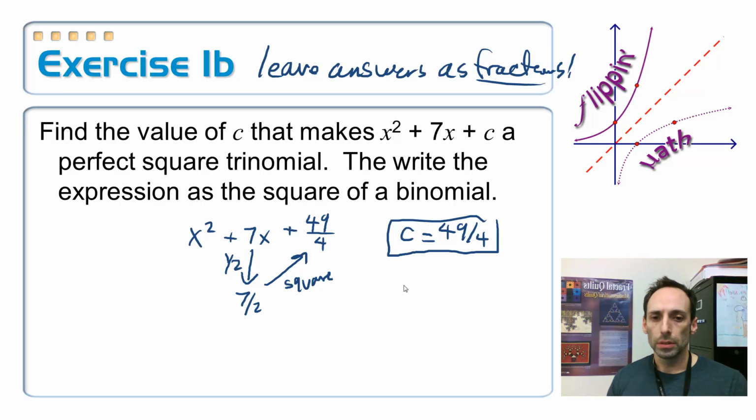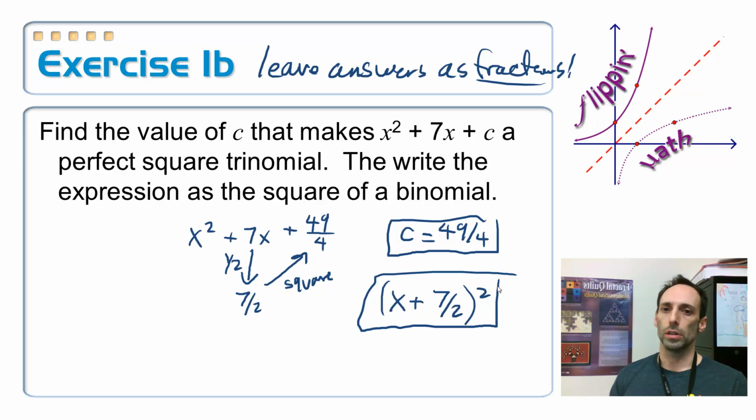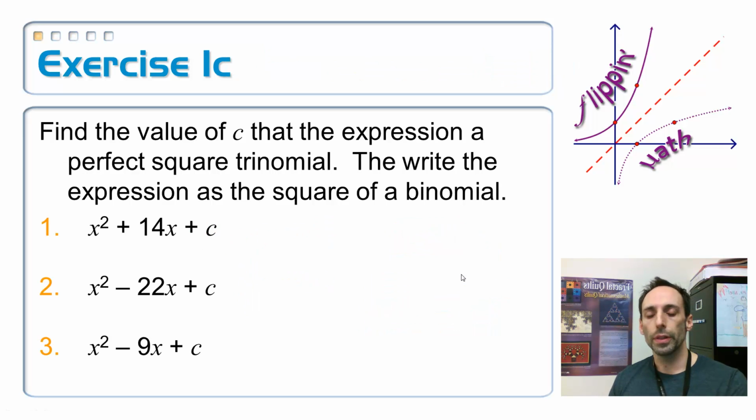And then, square of my binomial is x, I keep the same middle term, plus 7 over 2. That's half of the middle term. All of this squared. Nice square. Here are 3 of them for you to try. You have a couple of evens and 1 odd. Pause it, and then come back and see me.